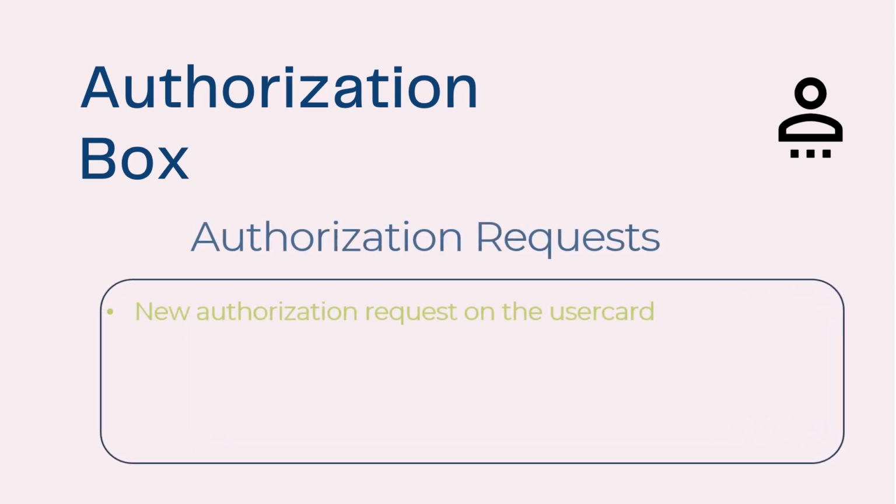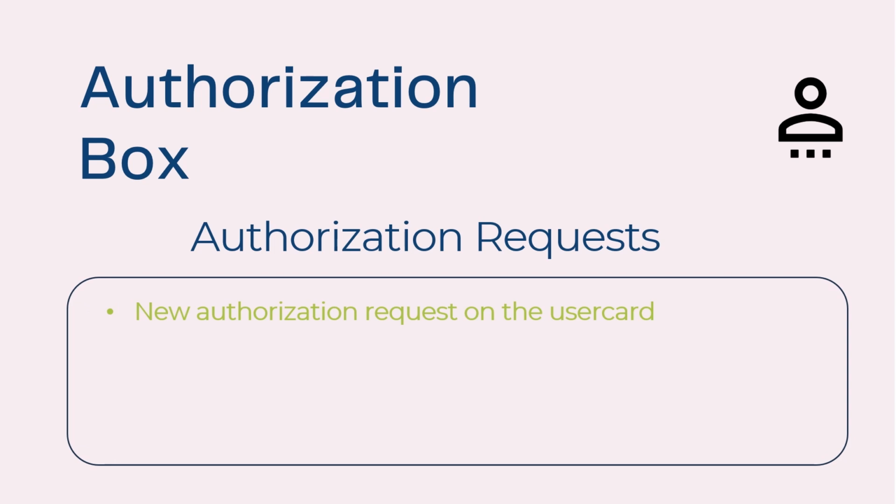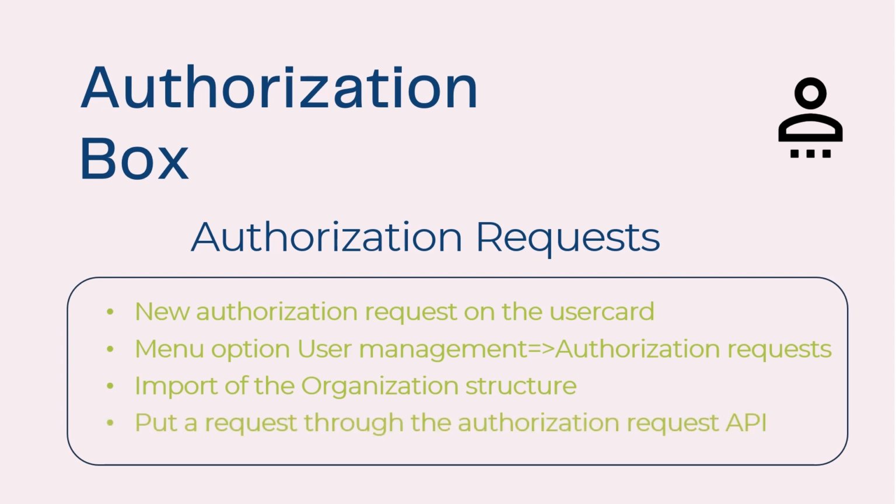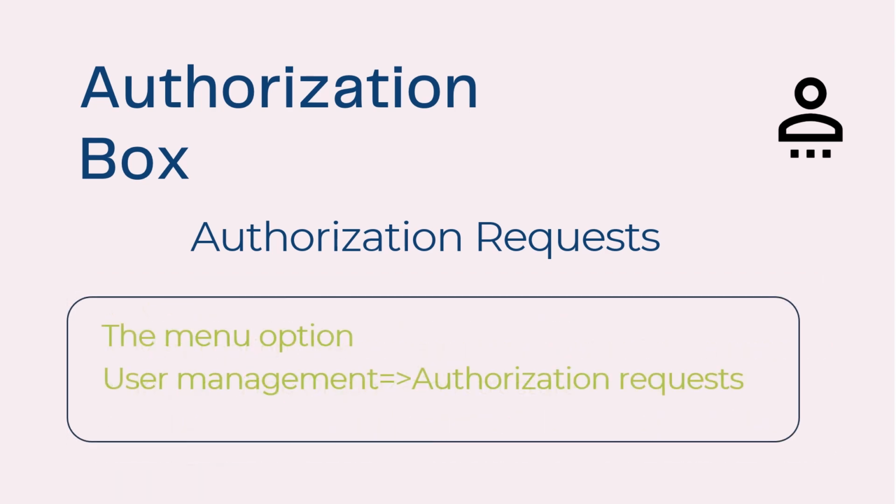You can use the option to make a new authorization request on the user card. You can use the menu option User Management, then Authorization Requests. You can use the import of the organization structure. Or you can put in a request through the Authorization Request API. For a more detailed explanation on the last two options, you can watch our other videos. In this video we will show the first two options, starting with using the menu option for an authorization request.